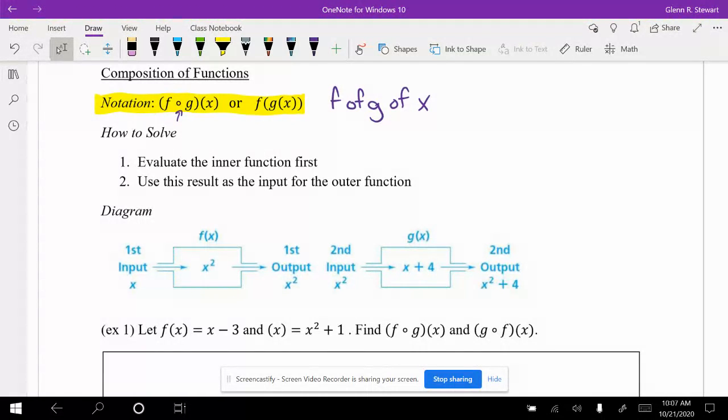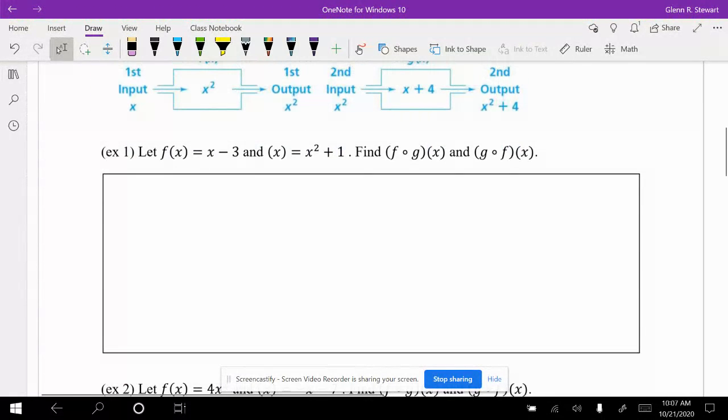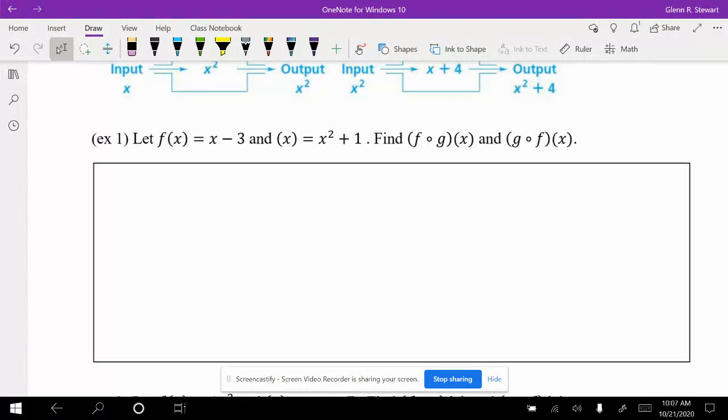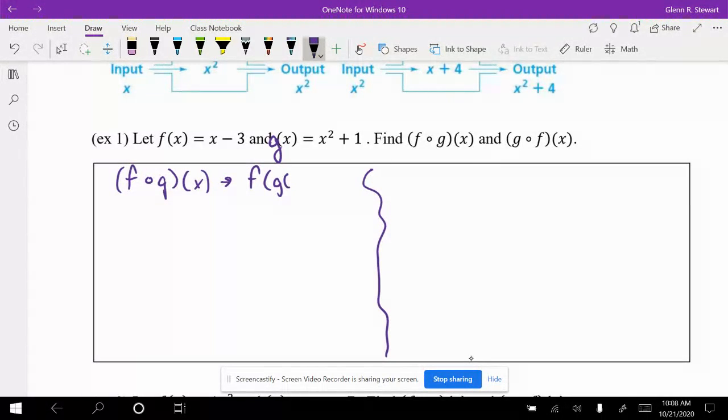So I think probably the best bet is to just show you an example and how this actually works. In this, we're going to let f of x equal x minus 3 and g of x equal x squared plus 1. First, we're going to find f of g of x, and after that we'll find g of f of x. So I'm going to split this into two. And first find f of g of x. Notice how this can be rewritten as f and then parenthesis g of x.